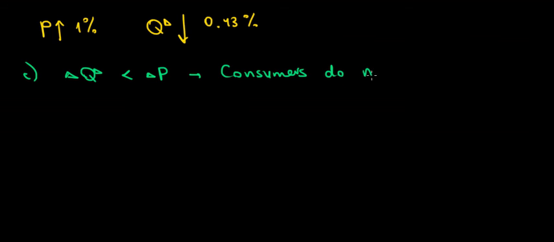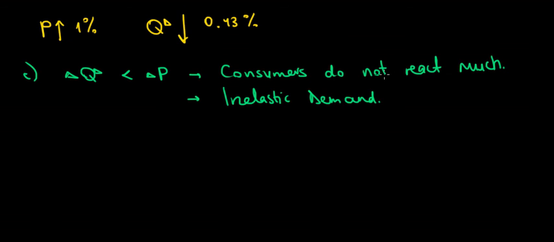Consumers do not react much to the change in price, and that says that the demand is quite inelastic. So we have an inelastic demand. And if consumers would not react much to prices, that means that even if we increase the price, they would still keep buying. So if we increase the price, we would still be able to sell, which means that we would be able to increase our total revenues even further. Hope this makes sense. We are done.